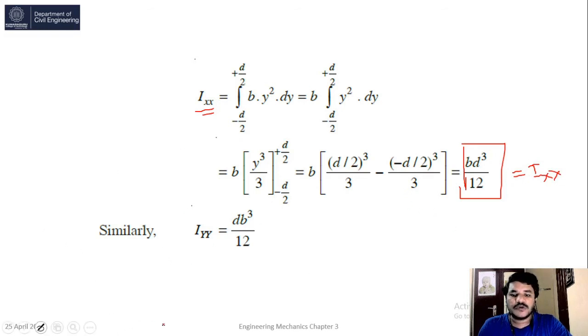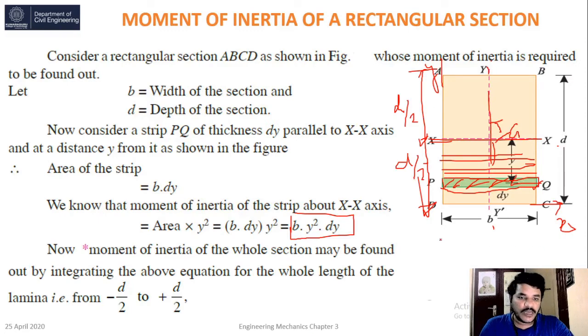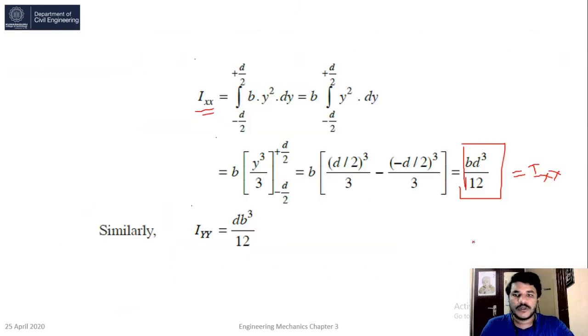Similarly, the same case you need to calculate the Iyy. So Iyy means you need to substitute here minus b by 2 to plus b by 2. So the left-hand limit is minus b by 2 and this is plus b by 2. Okay. So minus b by 2 to plus b by 2, b into y square, area into dx. Instead of dy you need to take dx. Okay. So you will get the Iyy which is equal to db cube divided by 12. Right.